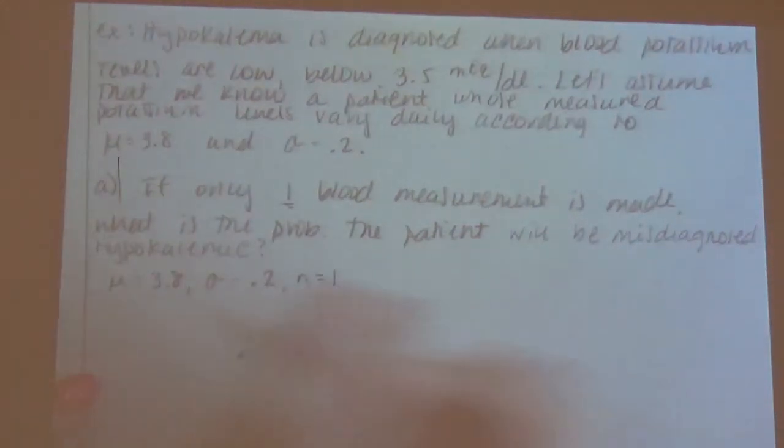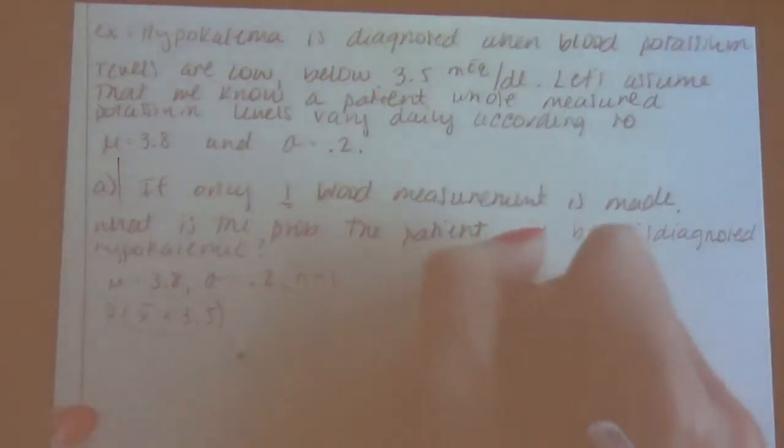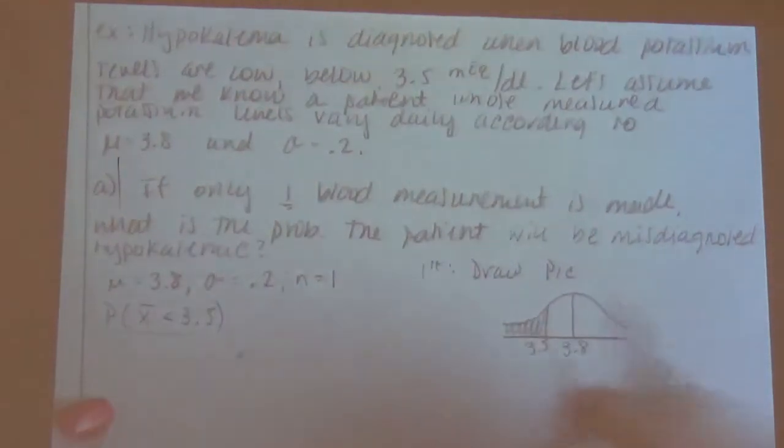I want to calculate the probability that X bar, or we could just say the blood level, is less than 3.5, which means this person has hypokalemia. So this is the probability we're looking at. First, I'll draw my picture. I have my normal curve. My mean at the center is going to be 3.8. If this person has a level of less than 3.5, then they have hypokalemia. So this is what I'm going to be calculating.